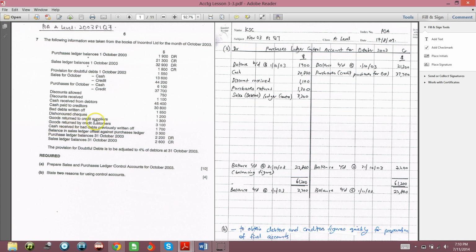Goods returned to credit supplier 1003. So this is a purchase return. Purchase return we put on the debit side, because if we return them the goods, we will owe them less money.